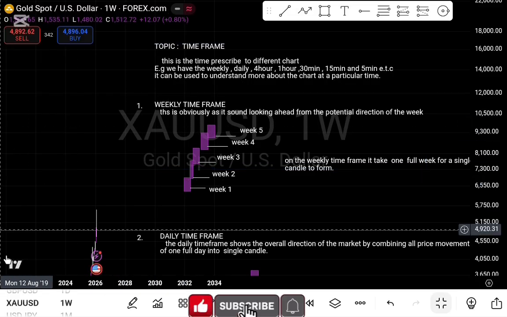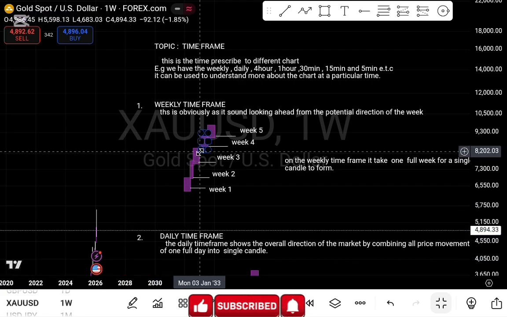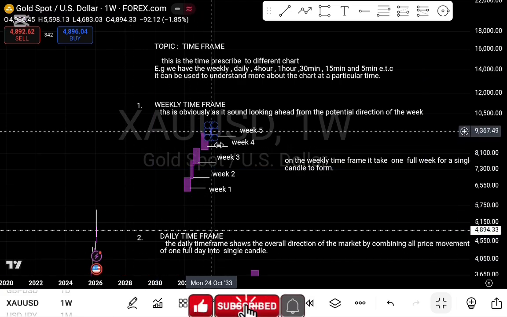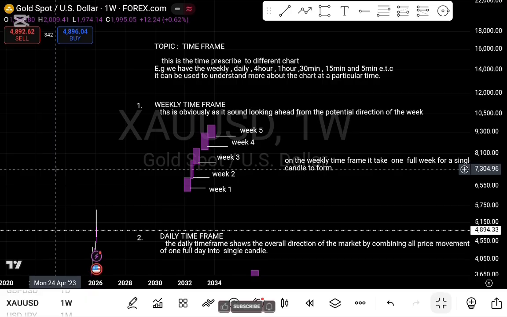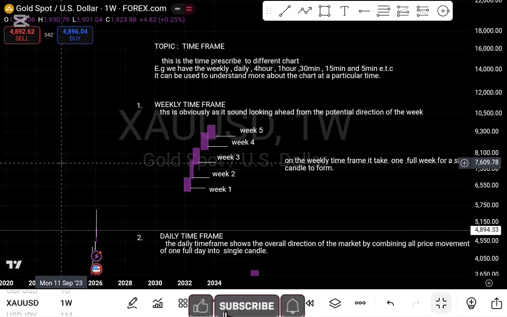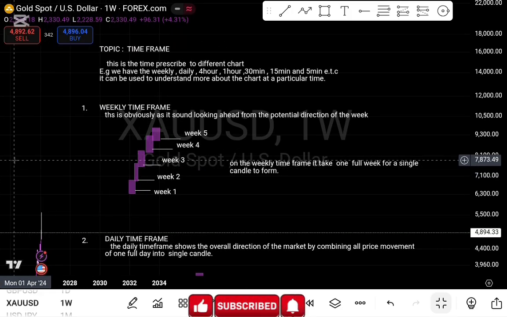This time frame tells us that each candlestick being formed on a weekly time frame takes one whole week for a single candlestick to be formed. Do you know how it takes a whole week? Different buys, different sales, different ranging that happened in a week, all compiled in a single candle.